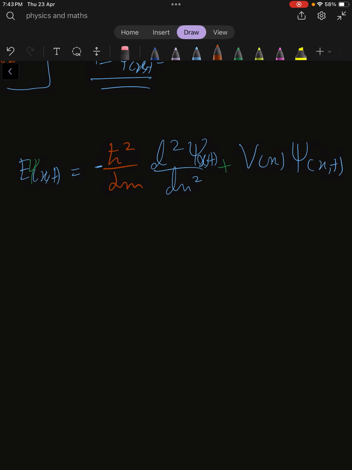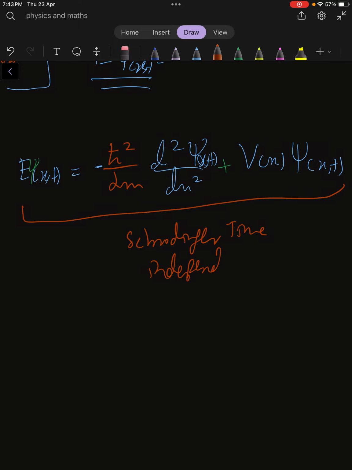So just now I derived the Schrödinger equation, also known as the Schrödinger time independent equation. This is the time independent equation. Oh, I wrote it two times, sorry.